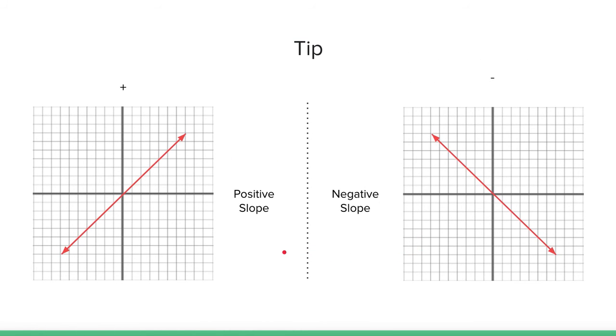Here's a tip. If you have a positive slope, the line will be increasing from left to right. And if you have a negative slope, the line will be decreasing from left to right. So it's decreasing here and it's increasing here.